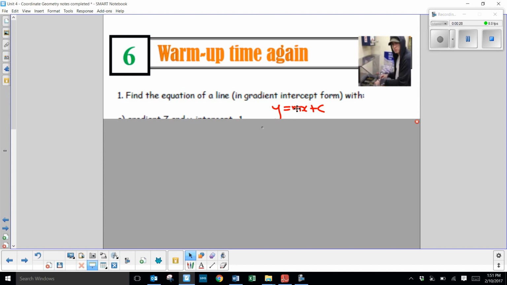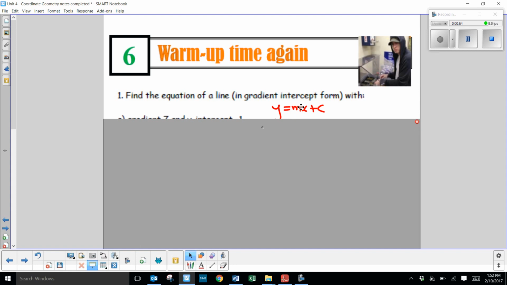So the equation of a line could be something like y equals 3x plus 5, for example. Basically, you need to replace the m with the value of the gradient and the c with the value of the y-intercept. And y and x should stay in the line equation. It's called gradient intercept form because it's got the gradient here and it's got the y-intercept here. So now let's try some applications.